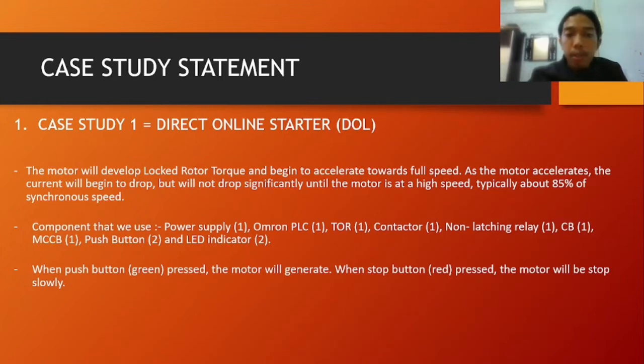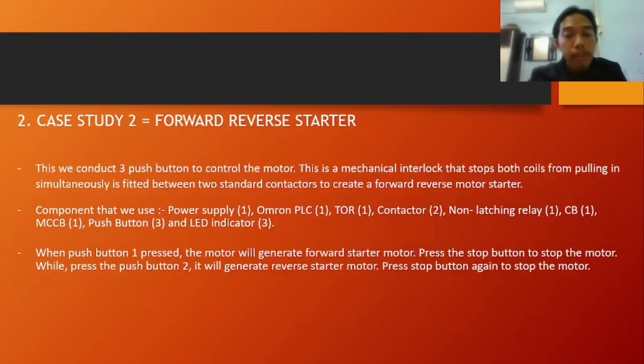The components that we use are 1 power supply, 1 Omron PLC, 1 TOR, 1 contactor, 1 non-latching relay, 1 circuit breaker, 1 MCCB, 2 push buttons, and 2 LED indicators. When the green push button is pressed, the motor will start. When the red stop button is pressed, the motor will stop slowly.